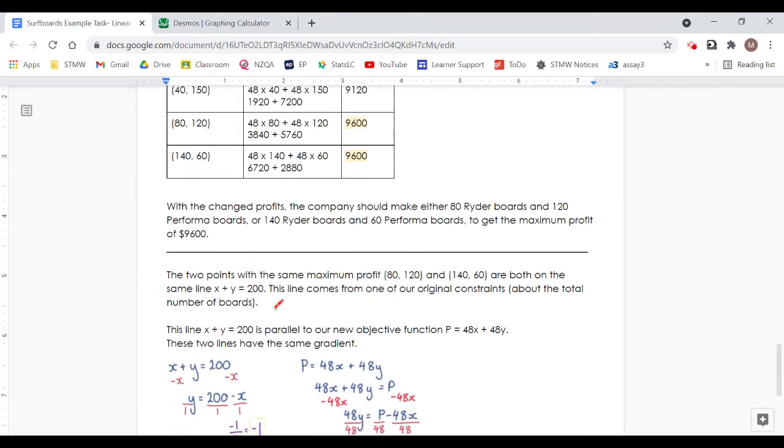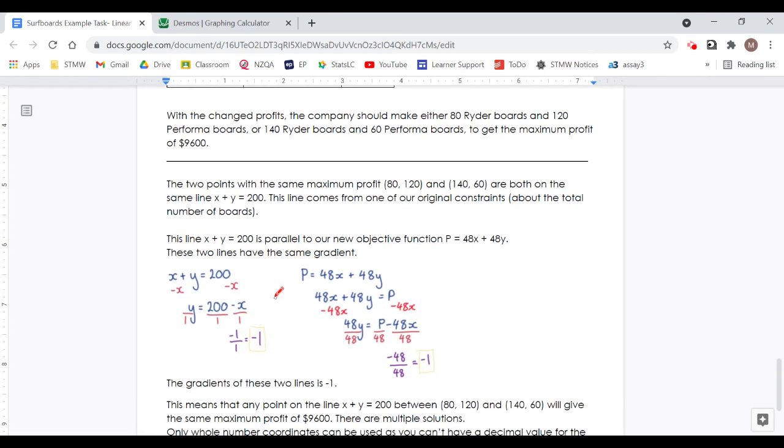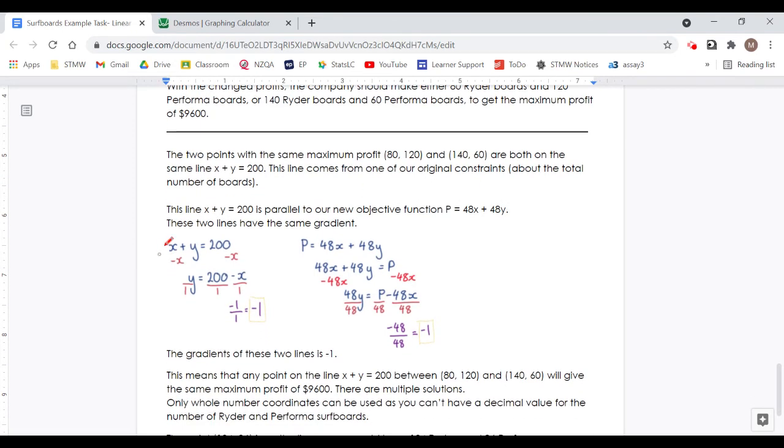And that line comes from one of our original constraints. That was the inequality about the total number of boards that could be made. Great. So what I need to do with that line is show that it is parallel to our new objective function, which was p equals 48x plus 48y. To show that they're parallel, I have to show that they have the same gradient. That means they're going to be parallel. So I've got my algebraic working here to do that.